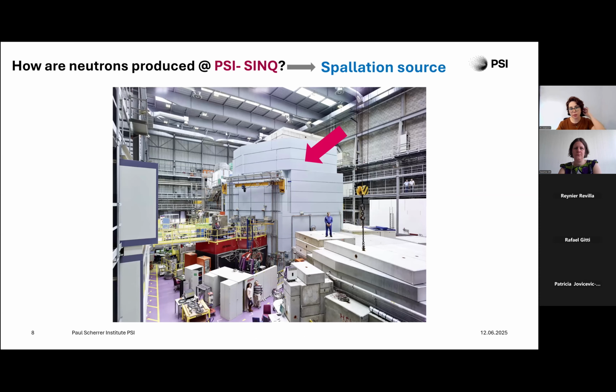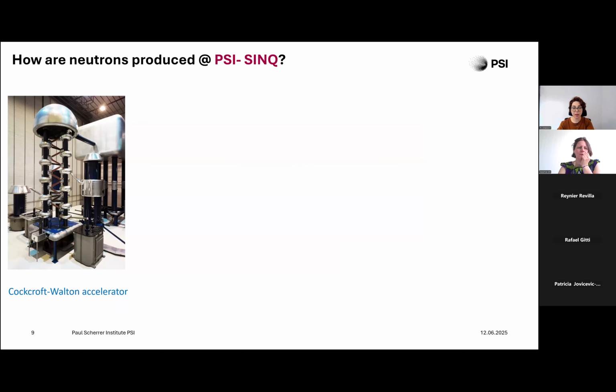In principle, at SynQ, we use this spallation method. Here you can see an overview of the construction, which holds the lead target assembly and all the surrounding necessary infrastructure. I would also like to explain how we produce these neutrons in the first place.